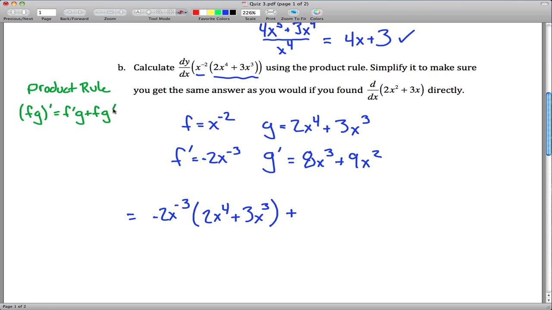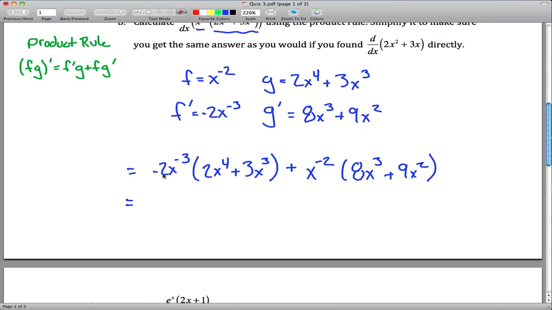We want to add to that f, which is x to the negative 2, times g prime, 8x cubed plus 9x squared. So now we just have to simplify this, hope we can get it up to 4x plus 3.